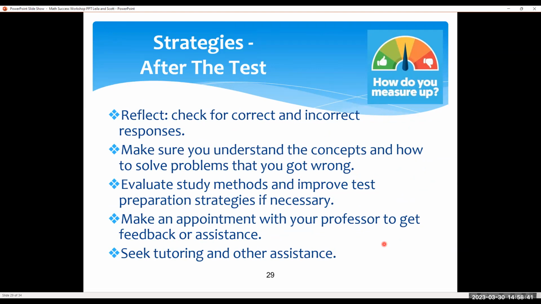Okay. Evaluate your study strategies as well. If you come out of that test and say, boy, I was not prepared for that, make an adjustment then. Don't do the same thing again for the next test, because we'll probably have a similar result. You can always make an appointment with your professor. You can come to me in the STEM LC. I can give you some additional test taking strategies and take time, because we want you to be successful.